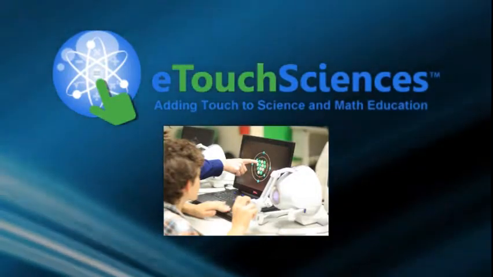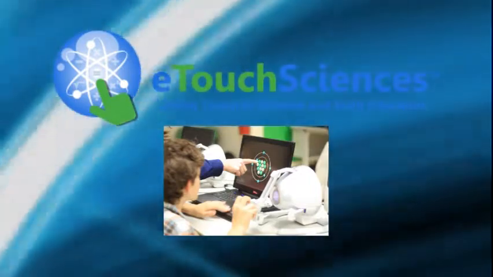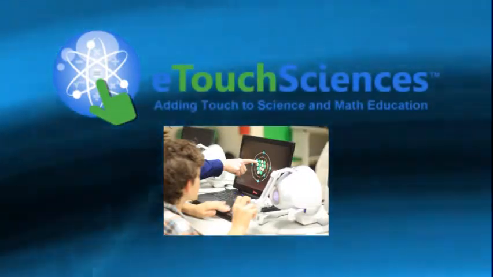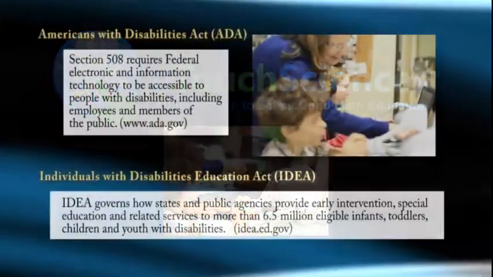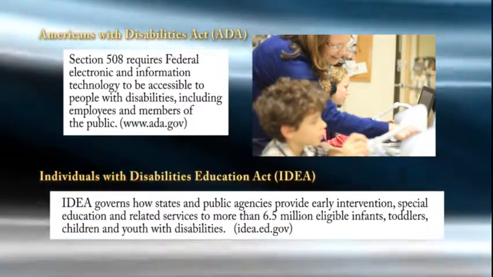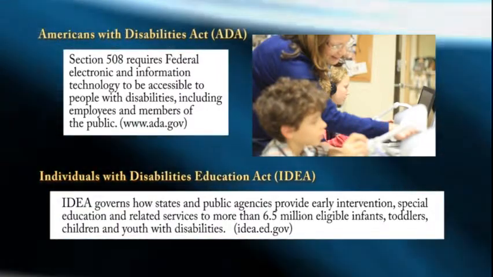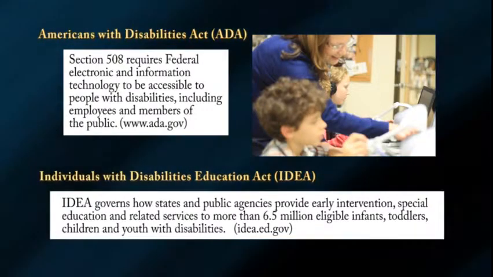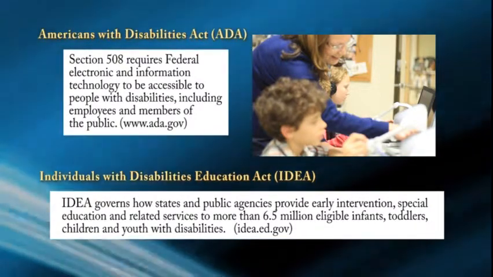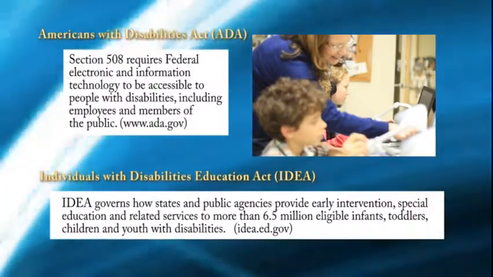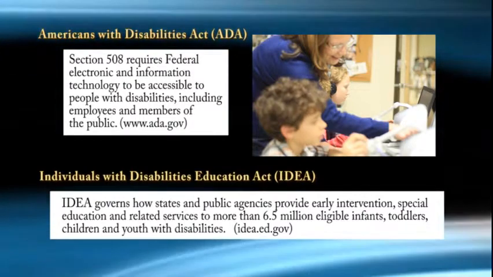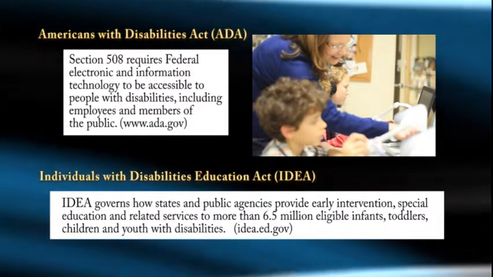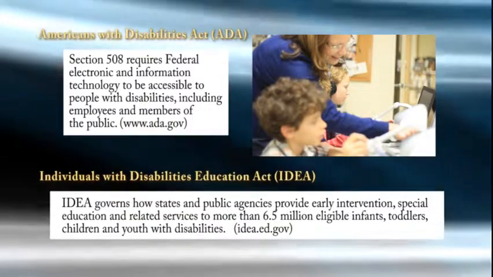Adding a sense of touch to math and science content is not only effective for students with visual impairments, but it gives any student additional information by introducing concepts through another learning modality. Providing learning accessibility is very important to both students and their teachers. The requirements of the Americans with Disabilities Act and the Individuals with Disabilities Education Act protect the rights of students with disabilities, providing for equal access to education and protection from discrimination. eTouchSciences apps help fill the gap in the math and science classroom for students who need the information to be delivered in an alternative form.